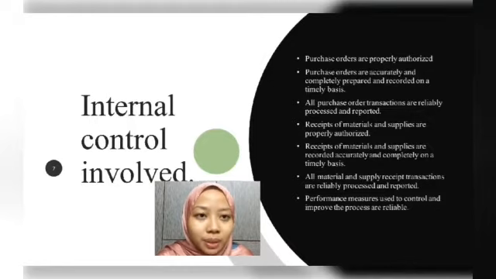Fourth, receipt of material and supplies is properly authorized. Fifth, receipt of material and supplies is recorded accurately and completely on a timely basis. Next, all material and supply receipt transactions are reliably processed and reported. Lastly, performance measures used to control and improve the process are reliable.